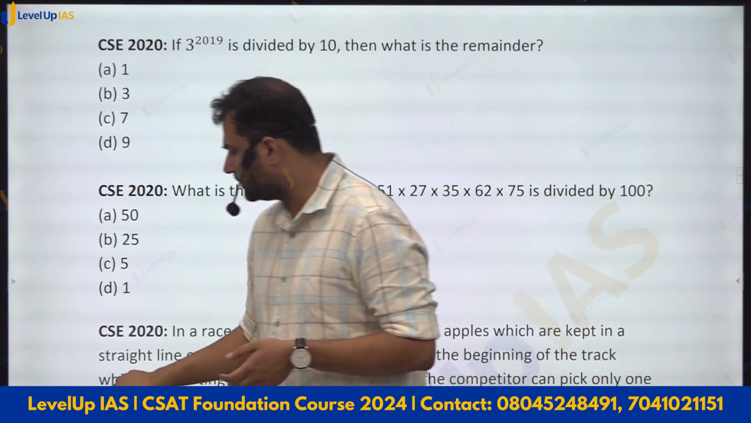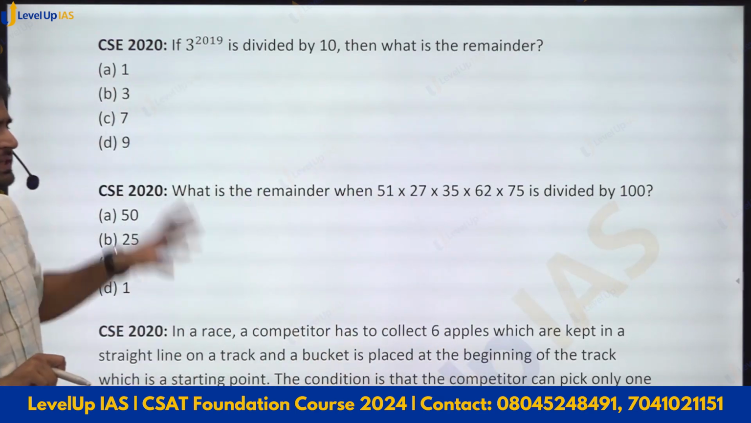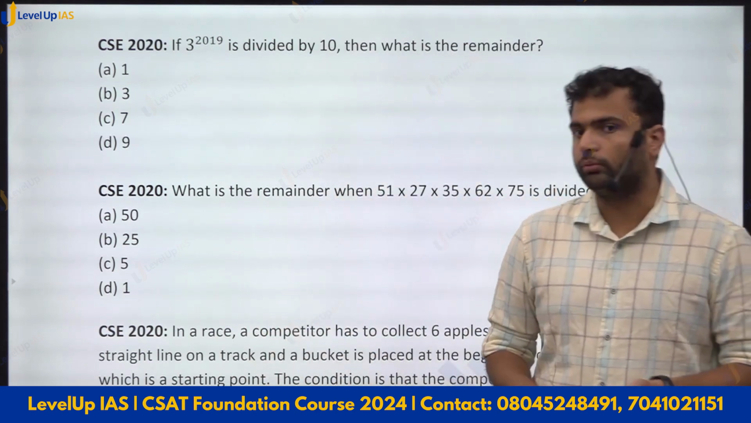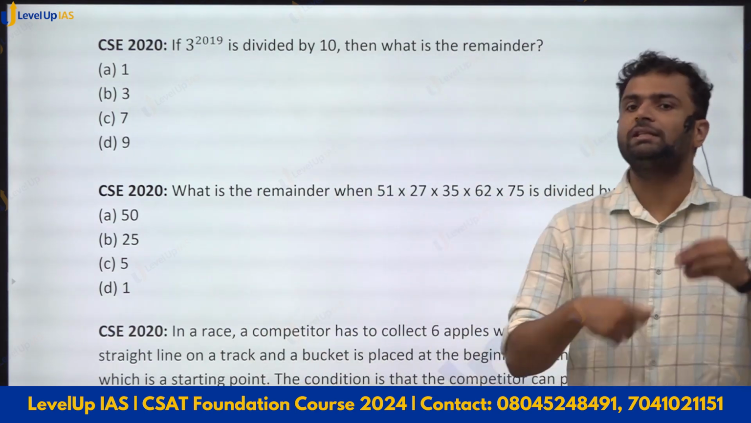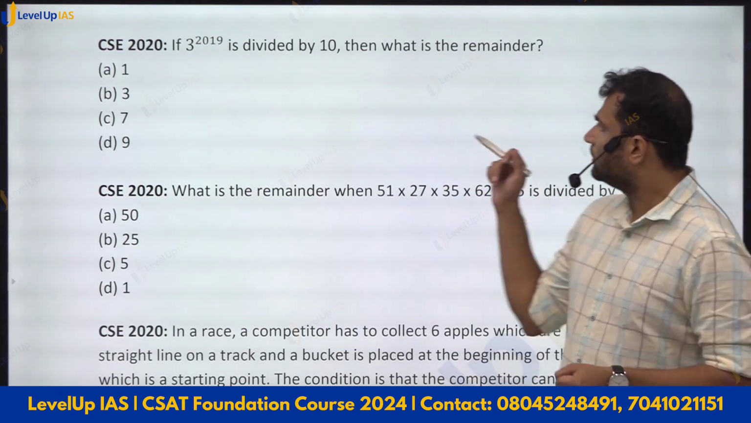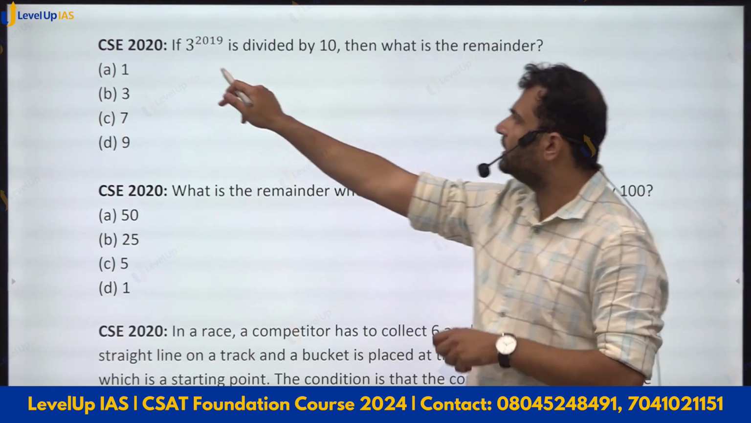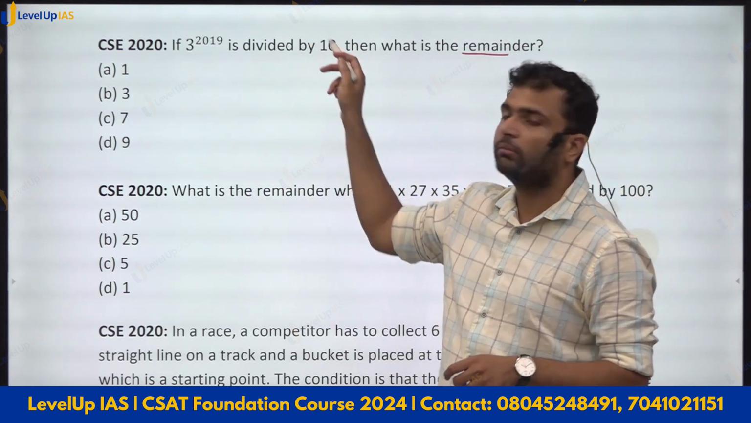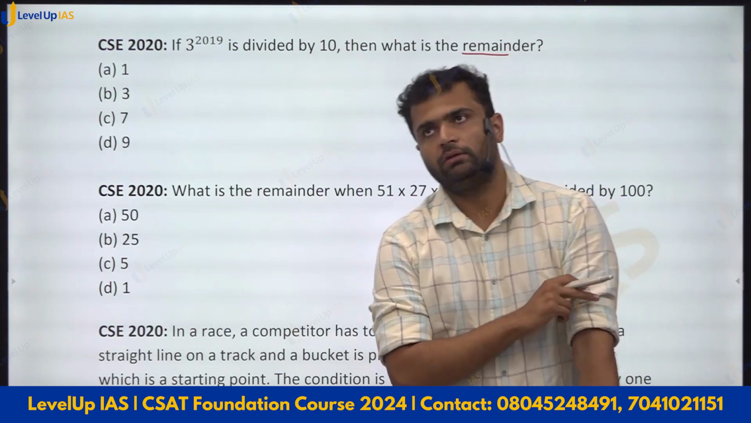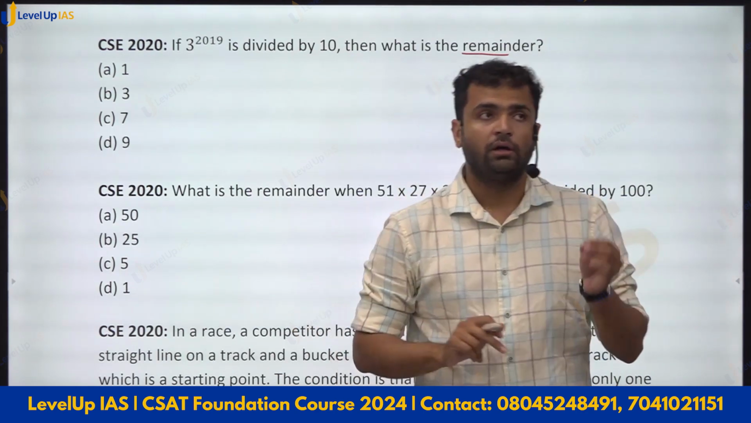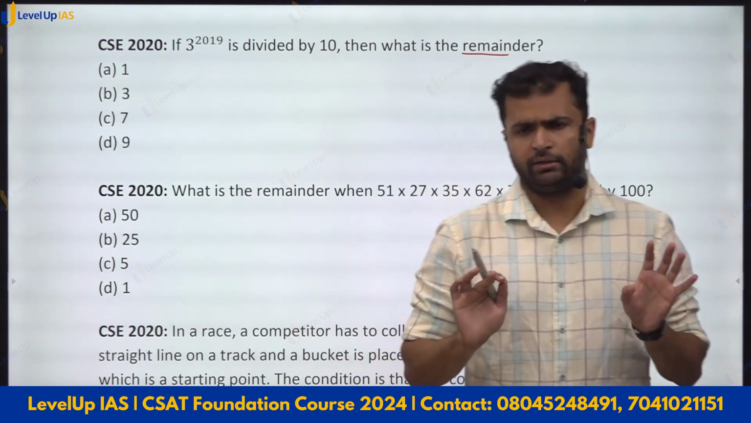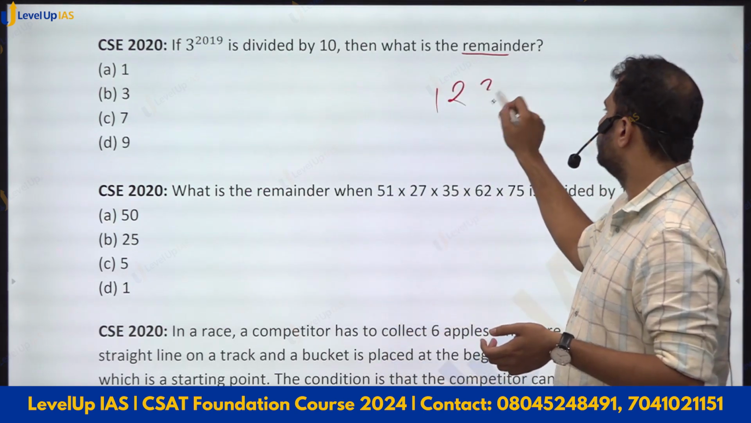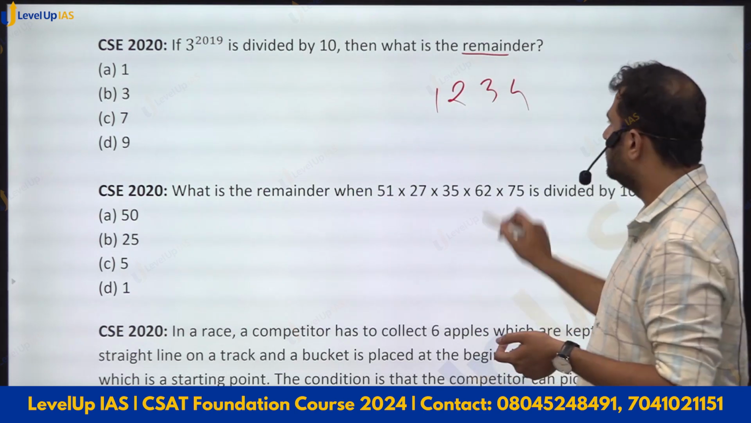Now let us look at this particular question. A very standard question which we have already done for powers of 2, but this question is asked in some different language. We have to find out what is the remainder when we divide this particular number by 10. Now the thing you have to take note of is, when we divide any number by 10, what is the remainder? For example, 1234, if we divide this number by 10, what would we have?